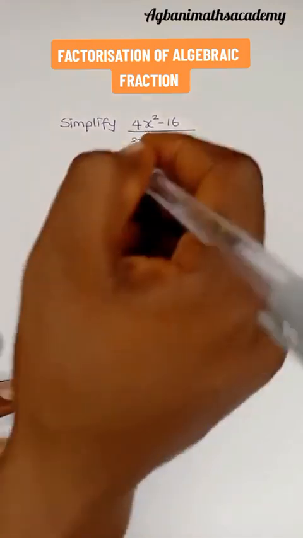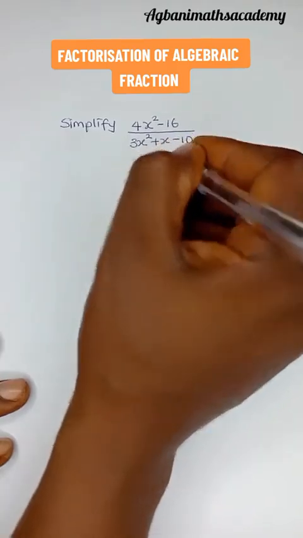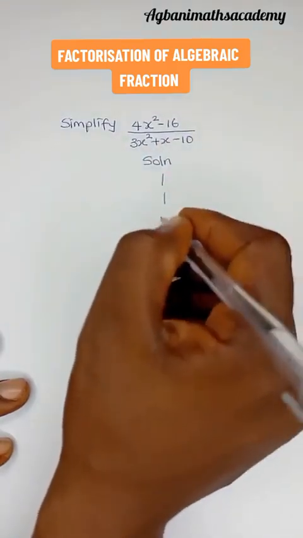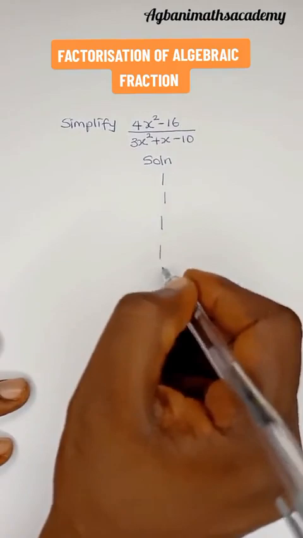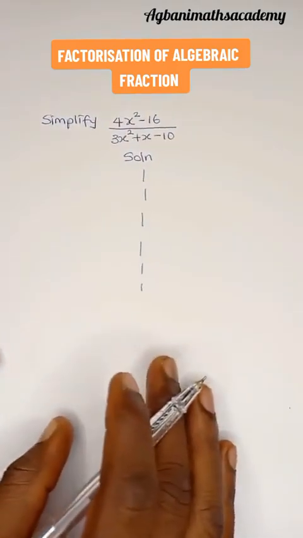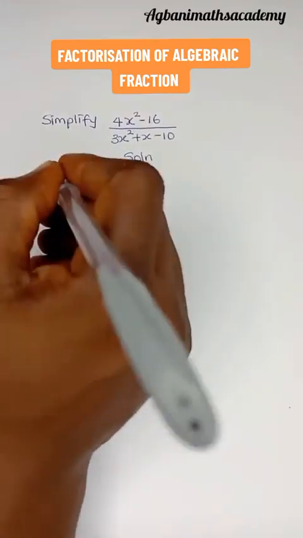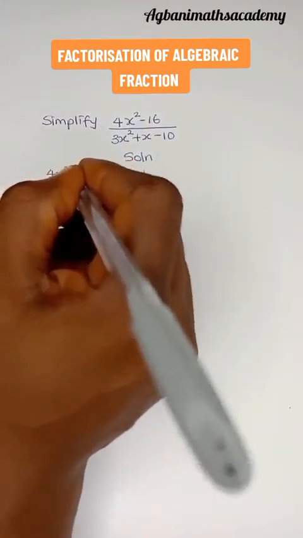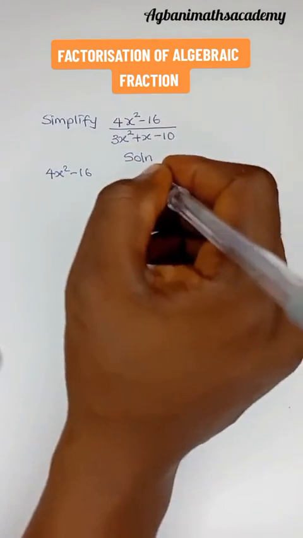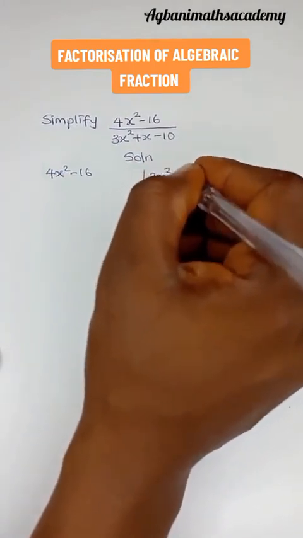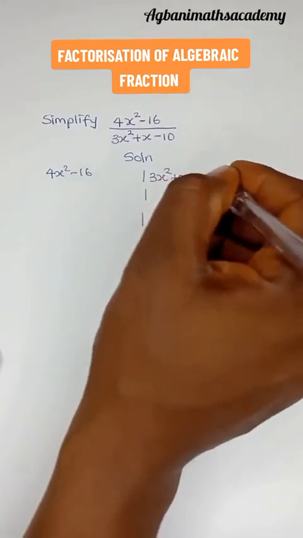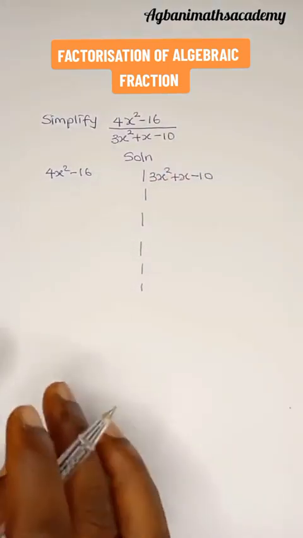Okay, let's solve them. So we have the solution. I'm going to break the paper into two. Let's put the numerator here: we have 4x squared minus 16, and the denominator is 3x squared plus x minus 10. So let's begin to factorize them separately.